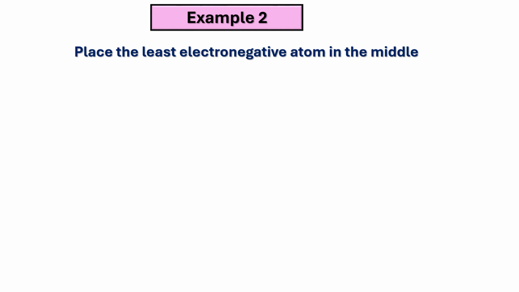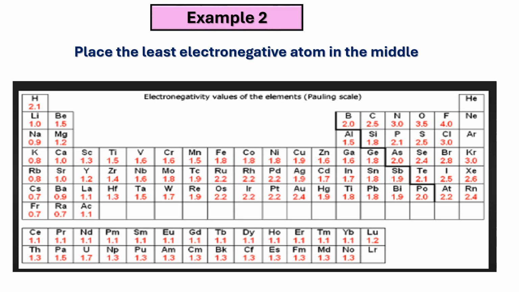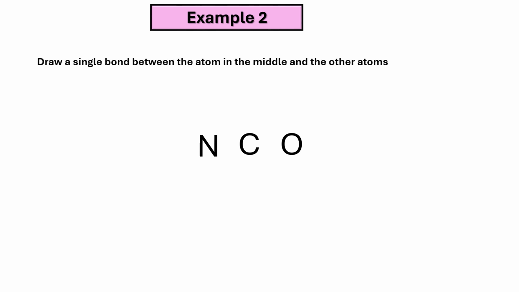Now we need to know which atom is the least electronegative, so we could place it in the middle. So let's look at the electronegativity values. Oxygen 3.5, carbon 2.5, and nitrogen is 3. So carbon is the least electronegative. So we place carbon in the middle. Next, we need to draw single bonds between the carbon and nitrogen and oxygen.